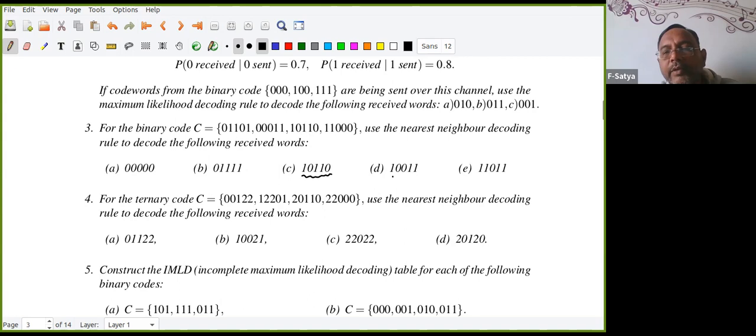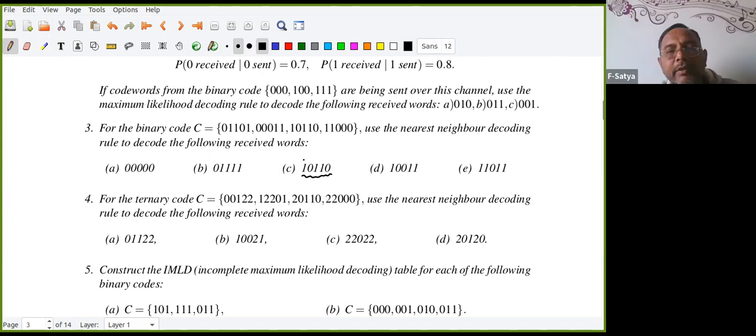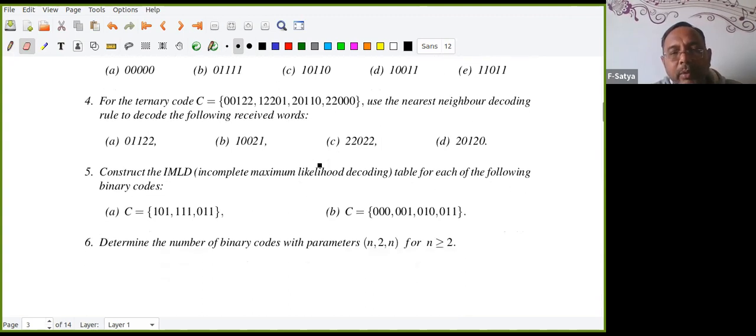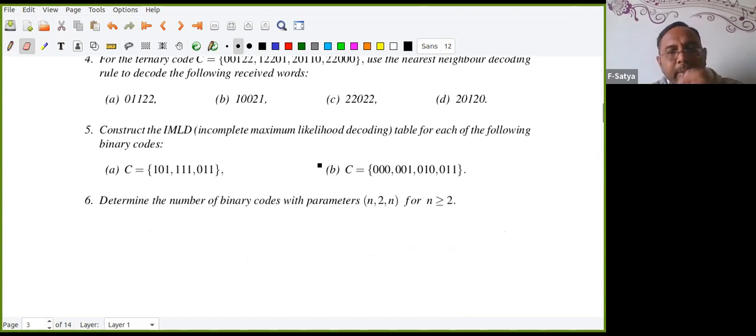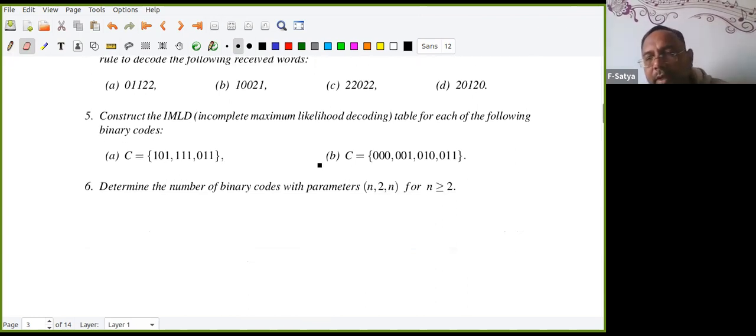Okay. What about this? Corrected to which one? The second word. Second one, because here already one is there, 0 0 0. The distance between these two is 1, but the remaining are a little larger. Correct? So done. Simple questions only. Similarly, here nearest neighbor decoding, but a ternary code this time. So now construct the IMLD for this. I constructed one in the last table I gave.